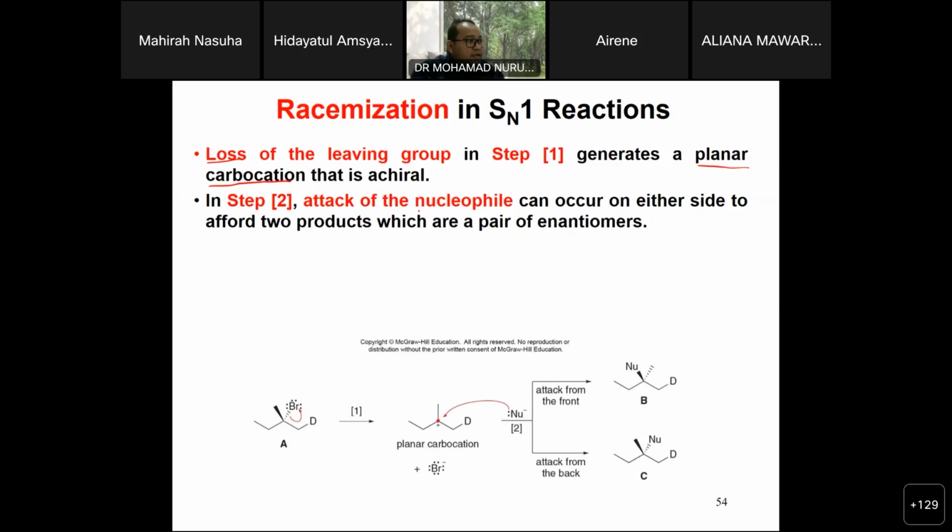Okay, nucleophile attack. It can attack from the front and from the back, and normally they will give two products. If we analyze this, you can know these are two different products because of stereochemistry. And after that you can name them by using what you have learned in chapter 5. Okay, so this is very important.